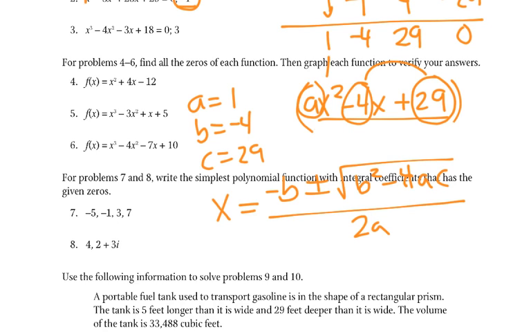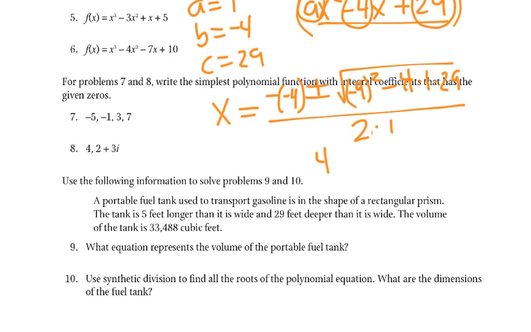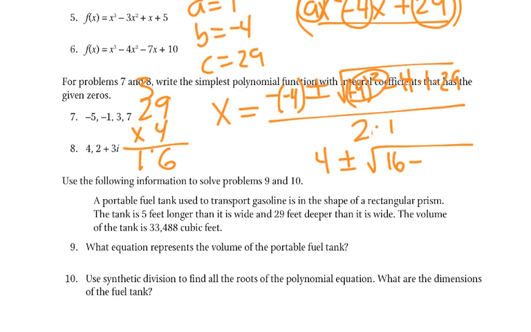Okay, so I put that in. So b becomes negative 4. So negative 4. Negative 4 squared. Then a and c. A is 1, c is 29. And then 2 times a, which is 1. So negative 4 becomes positive 4 plus or minus the square root of negative 4 squared is 16 minus 4 times 1 times 29, which is 116, over 2 times 1, which is 2.